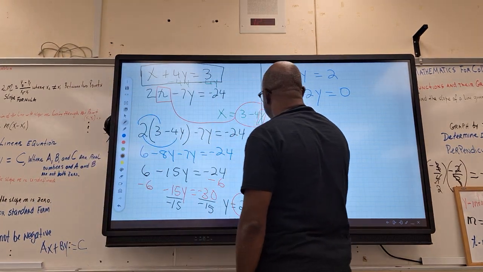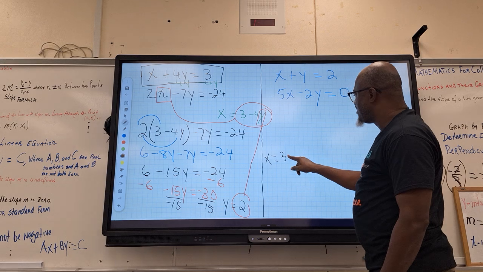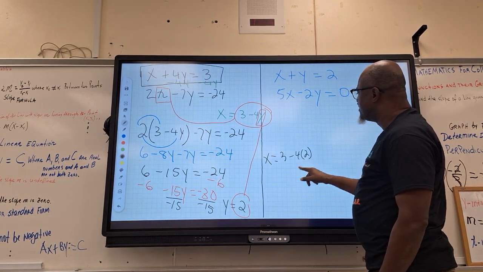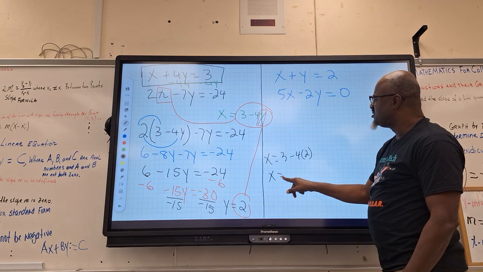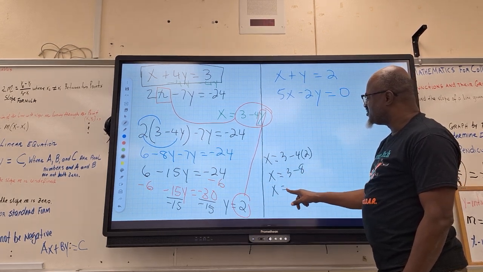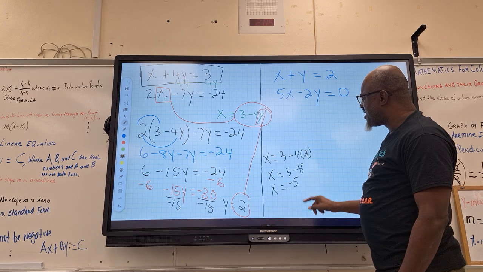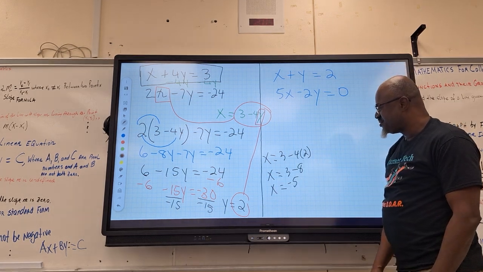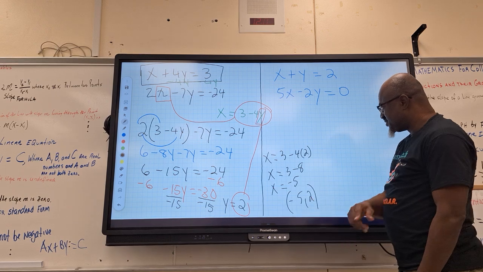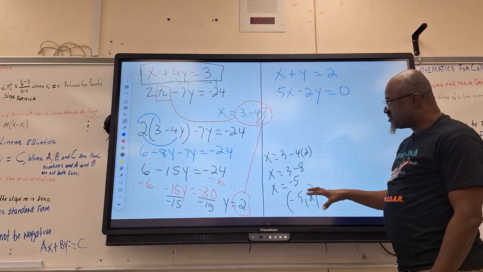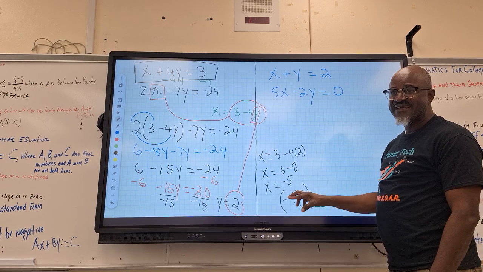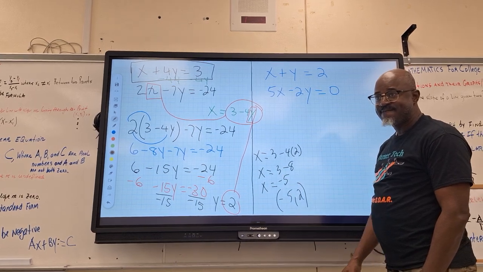So your new expression will be what? x equals 3 minus 4 times 2. Then you'll have x equals 3 minus 8. And what does x equal? Negative 5. So the solution is negative 5 and 2. The reason we have a solution is that if you were to put both equations in slope-intercept form, you would see that they have different slopes. Right?